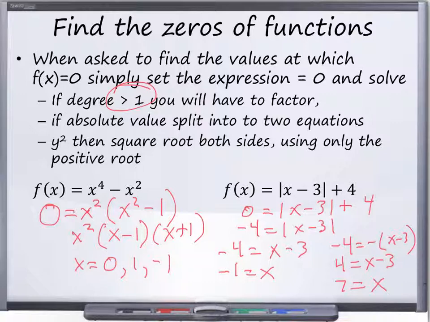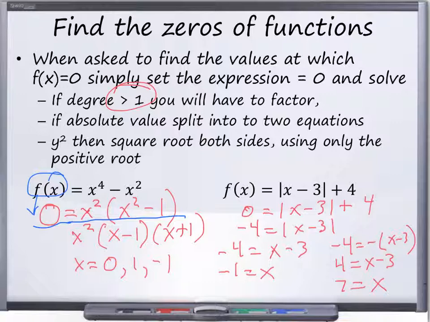When we go to find the zeros, we set the f of x equal to 0. If the degree is greater than 1, we're going to have to factor. So in this first one, I place a 0 in place of the f of x. Then I'm factoring out the x squared. I'm talking about this one. We replaced the f of x with 0, and then we factored out of the equation the x squared, because both terms had an x squared.